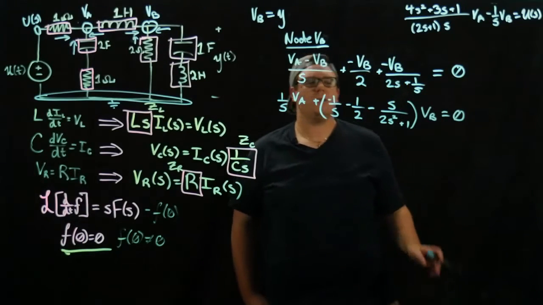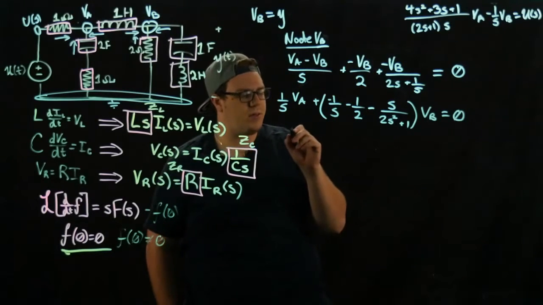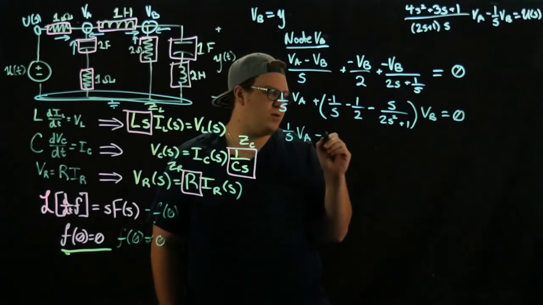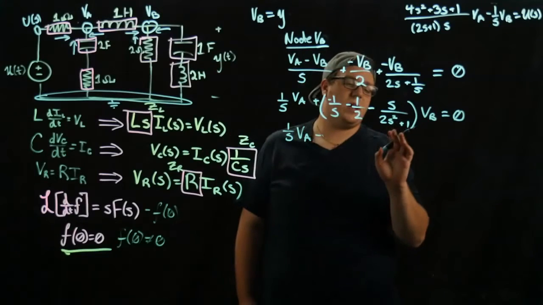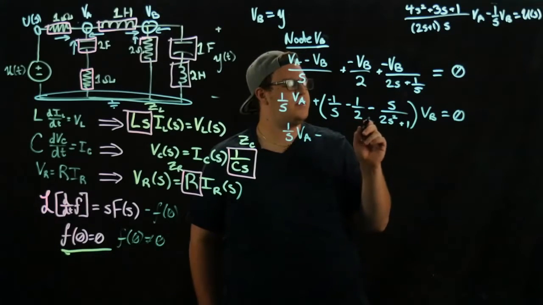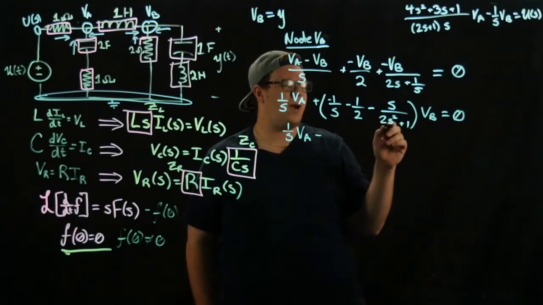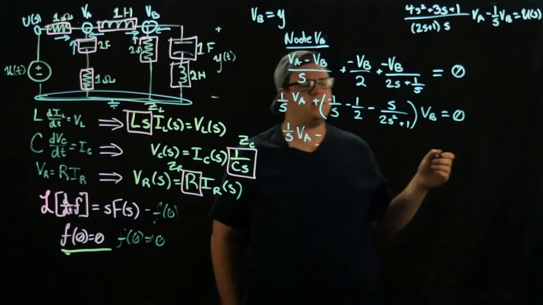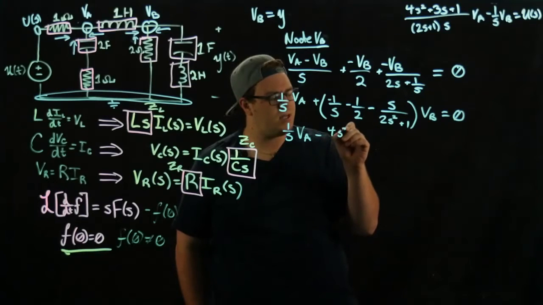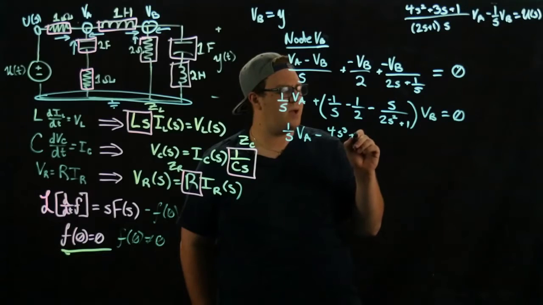So now we're going to get a single fraction down here, because again, it will be easier to work with. So we end up with 1 over s VA, and then we're going to subtract off here. The common denominator here is, oh man, so this is going to be 2s, so we're going to have 4s cubed plus 2s. So here we have minus 4s cubed plus 2s.